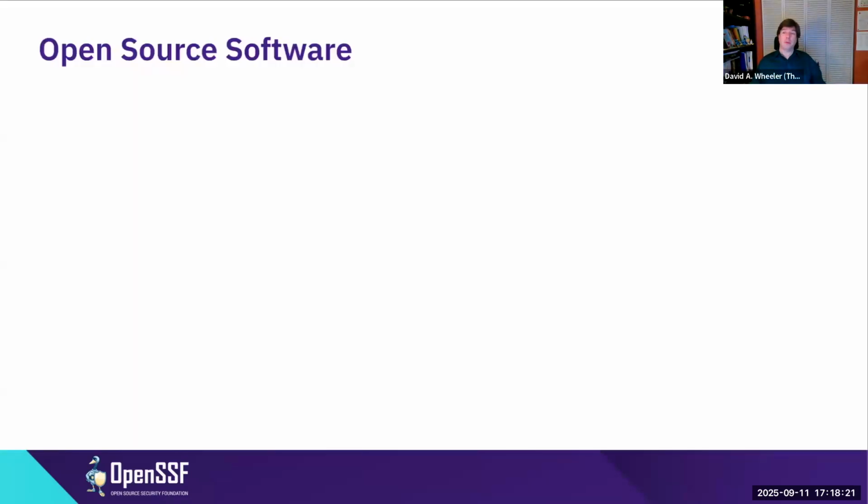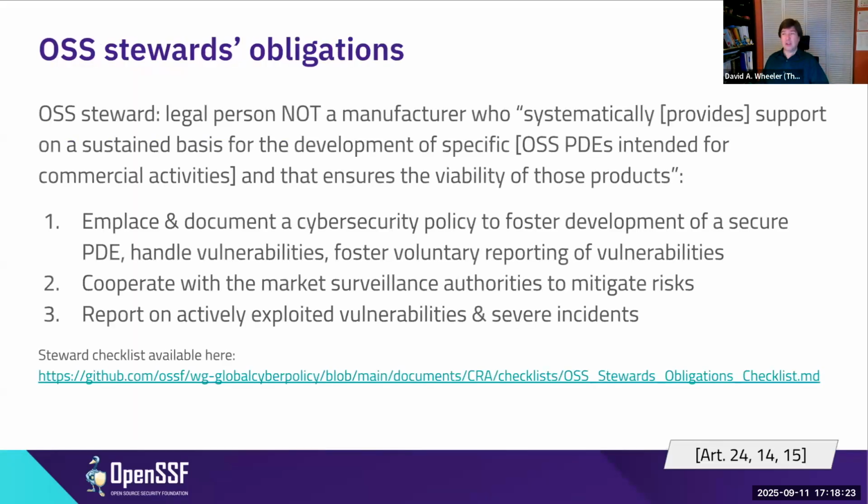All right, let me first talk about open source software, okay? This is the area that really changed a lot between the draft CRA and the final signed one. They created a whole new category called an open source software steward. This is a new defined role. They do this occasionally in the New Legislative Framework. So creating a new role is not a new concept. It's just this is what they've chosen to do. An open source steward is a legal person who is not a manufacturer, we'll talk more about what a manufacturer is, who systemically provides support on a sustained basis for the development of specific PDEs and ensures the viability of those products.